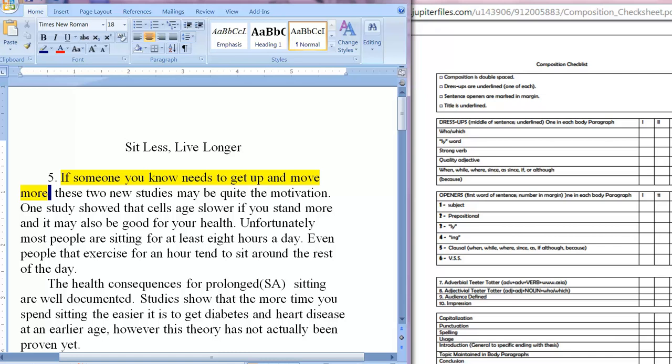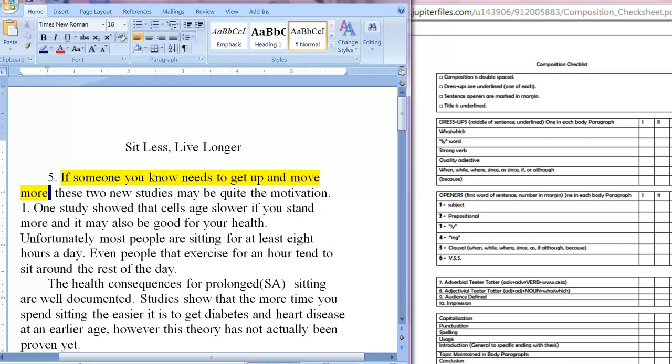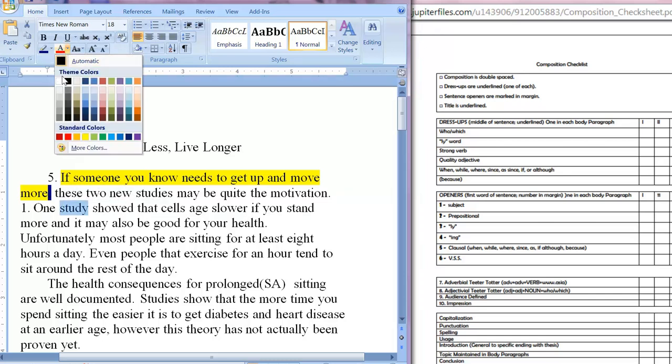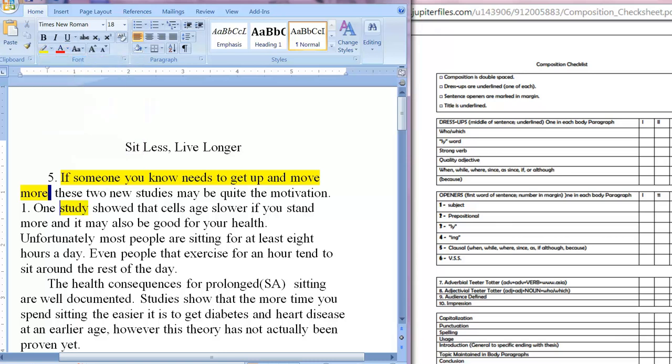Our next sentence, one study showed that cells age slower if you stand more, and it may also be good for your health. So even though we have an adjective right here, we're really starting with our subject. So this is a number 1 because we don't have an adjective opening. So what we have right here is we have a subject opener. And so our basic sentence here is study showed. It showed what? That cells age slower if you stand more. And right here, this is a www.asia after our main sentence. And if you notice, you do not put a comma there. There's no comma. That's perfect.